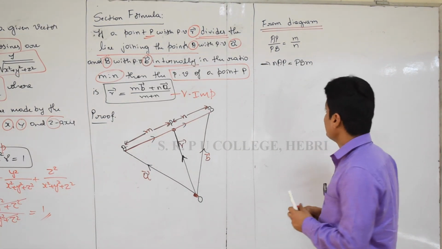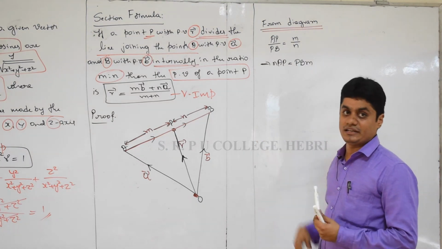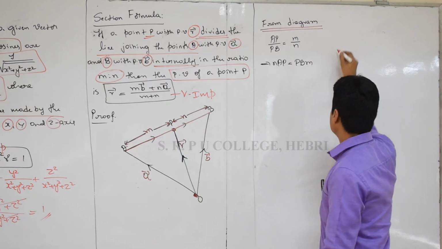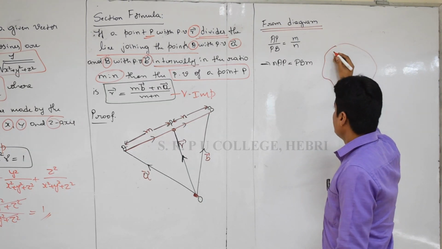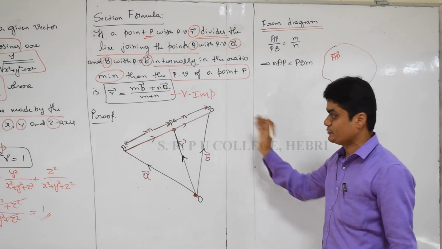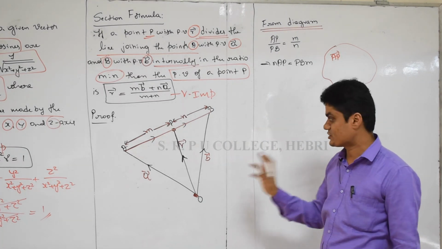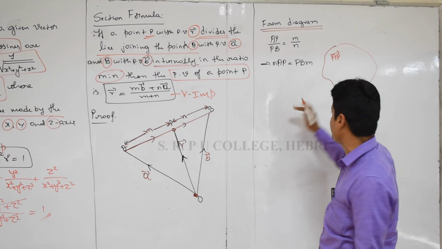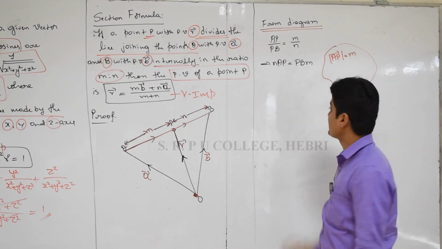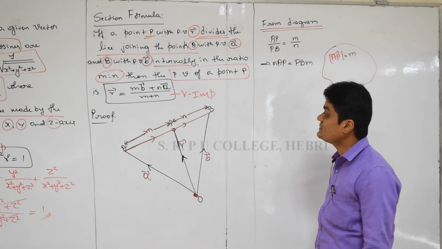Now observe carefully. I'll convert this into vector. From here we cannot continue because we need position vector. There is no vector anywhere, so we have to bring the vector. What is the direction of vector AP? From A to P, correct? Did you agree with me? What is the magnitude of vector AP? Tell me. M, correct? The magnitude of vector AP is M.